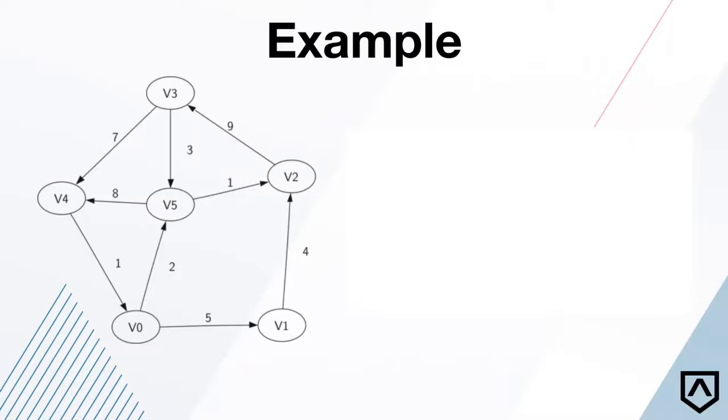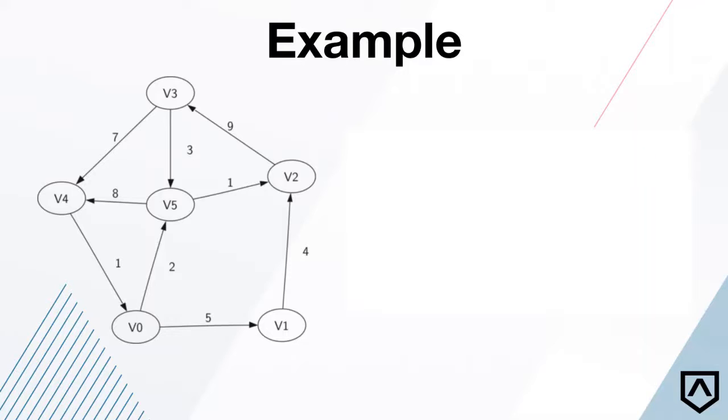So let's look at an example. Here we have a graph that has 6 vertices. So we've got V0, V1, V2, V3, V4, V5, and we have lots of different edges connecting these different vertices. Okay, and each edge has a weight assigned to it.